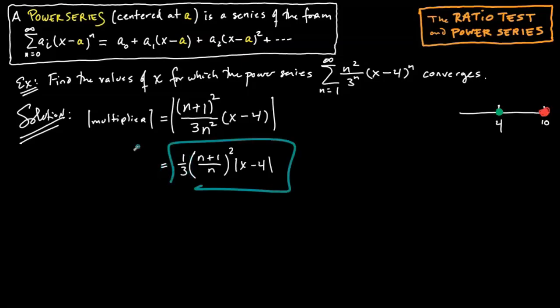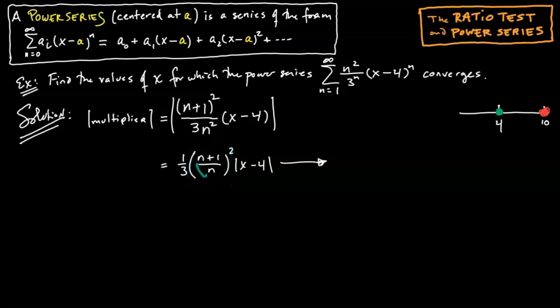But anyway, what is this stuff? This is the absolute value of my multiplier. Well, so I want to know what happens to it in the long run. As n goes to infinity, the only part that depends on n is this stuff right here. The rest is just going to sit there because it is not dependent on n. And in this case, n plus 1 over n, of course, it goes to 1 in the limit. So that whole factor goes to 1. And that means that all this stuff goes to 1/3 times the absolute value of x minus 4.